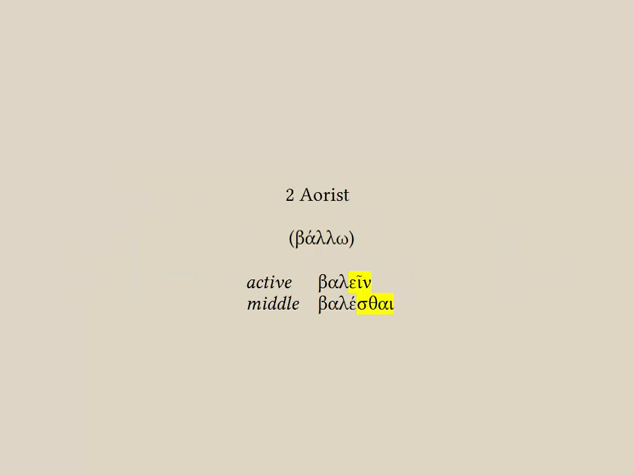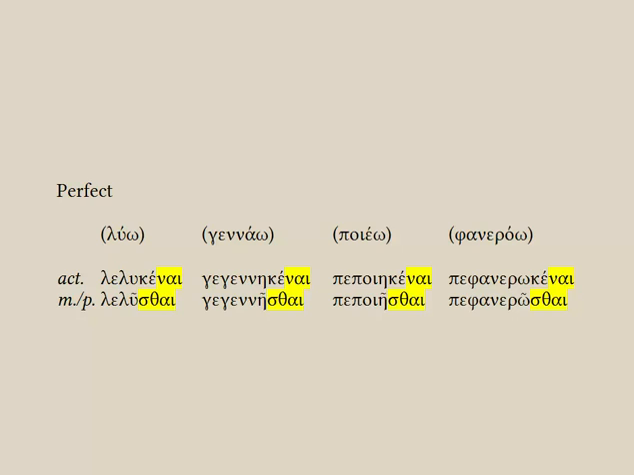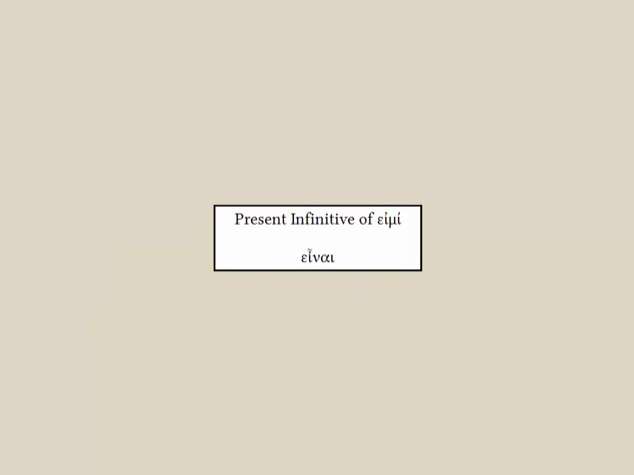The second aorist endings are clear, and so are these active and middle infinitives of some mi verbs in the aorist. The endings on the perfect infinitive are also clear from the core pattern. Here's the present infinitive of eimi, and that's another one of the patterns to learn. So now let's look at a few examples in passages.